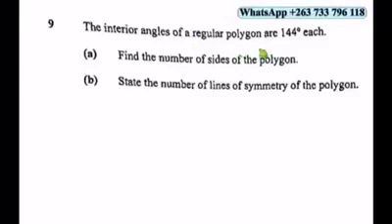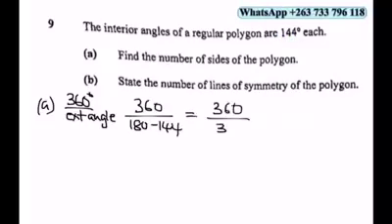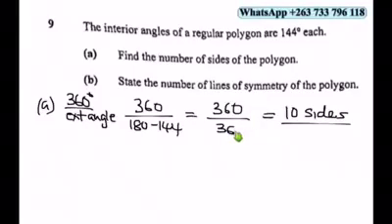the interior angles of a regular polygon are 144 degrees. Find the number of sides of the polygon. So the easiest method here is to use the exterior angle. So 360 over exterior angle will give us the number of sides here. So exterior angle, find it by subtracting this from 180. So this will be 180 minus 144, which is 36. So 360 over 36. 36 into 360 is 10. So this is a 10-sided polygon.